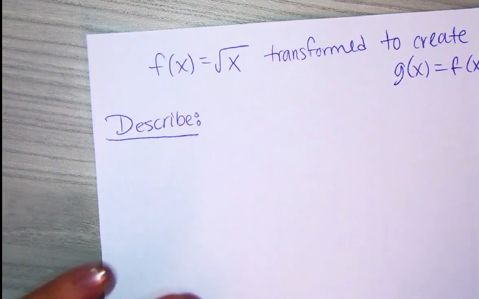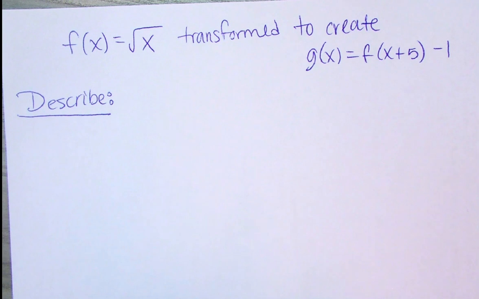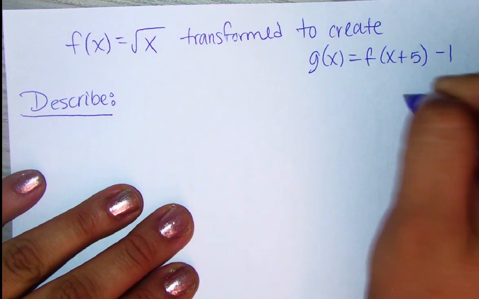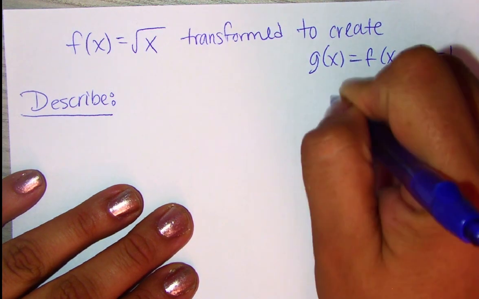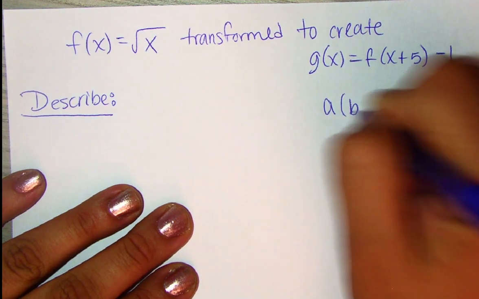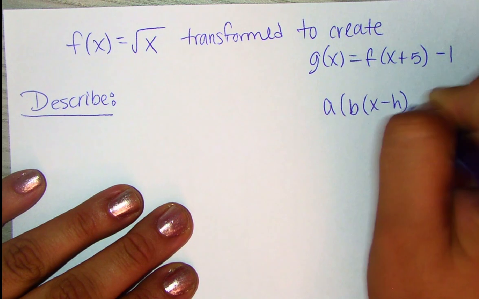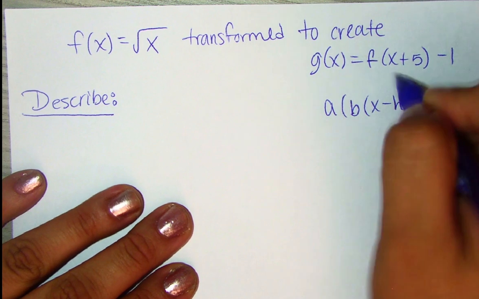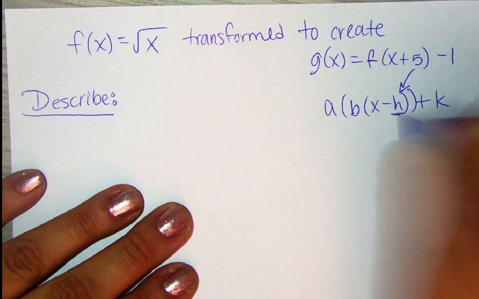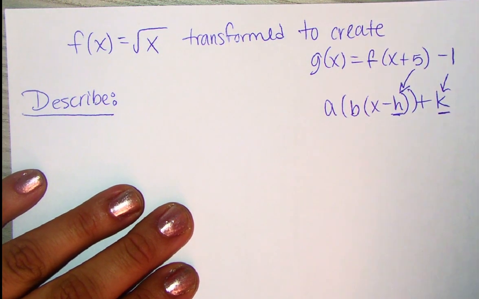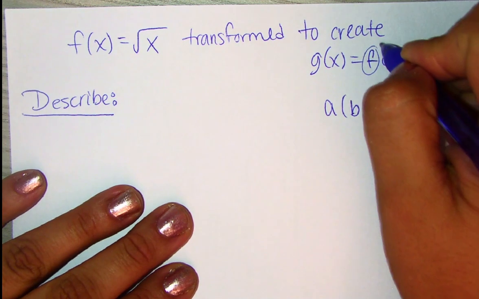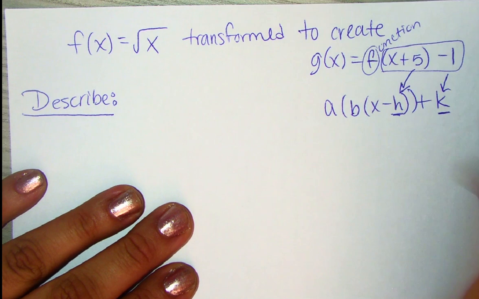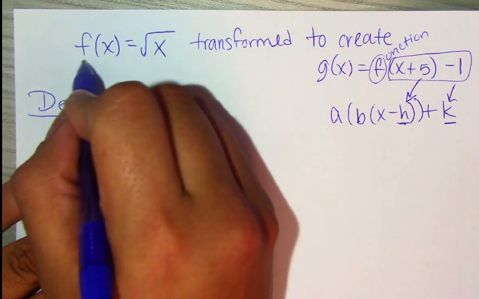In class, I did teach you how to describe this from scratch without needing the calculator. I'll just review that real quick. You want to look at this and think of the transformation template, which is a, b, x minus h, plus k. So here you notice that the 5 is replacing the h and the -1 is replacing the k. This f is just saying f for function, meaning you're doing these transformations to the function that's labeled f, which is this one.